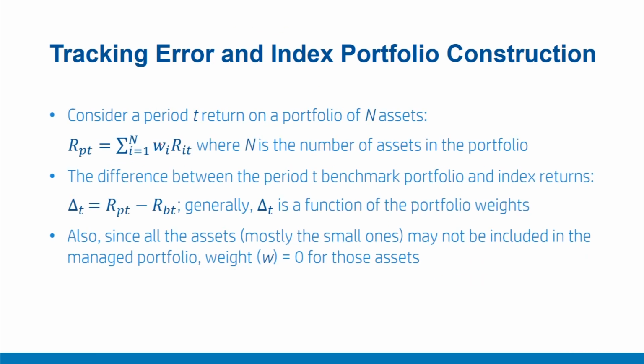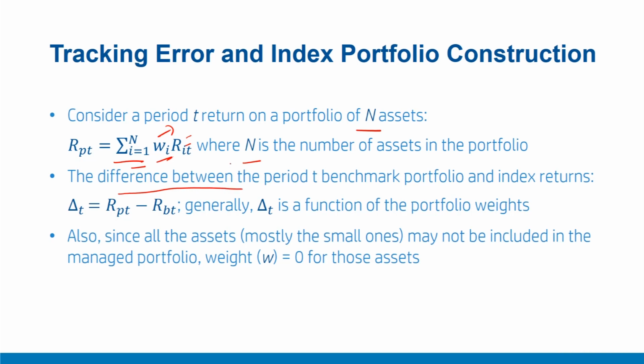Let us discuss this tracking error. Consider a period T return with n assets or n securities. Since it's a portfolio of n assets, we have already seen how to compute its returns. That is w_i, which is the proportionate amount invested in security i. r_it is the return of security i in the period T. n is the total number of assets. So summation i equal to 1 to n will give me the portfolio return.